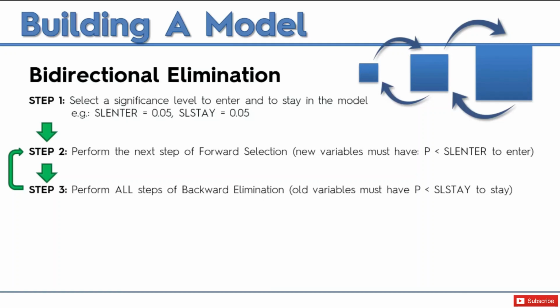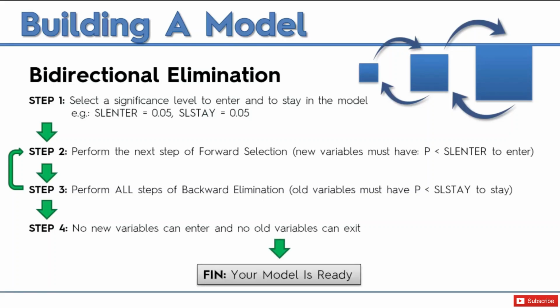And so this is a very iterative process. You keep doing that until at some point you cannot add new variables, no variables can enter, or no old variables can exit. And as soon as you get there, you proceed to the finish because your model is ready. You can't add anything, you can't take anything out. That means you've created the model. So this is one of the more tedious methods. Of course, you would have to get a computer to do this for you because otherwise you'd go insane putting variables in and taking them out. But that's how bidirectional elimination works. Once again, some people call it stepwise regression.